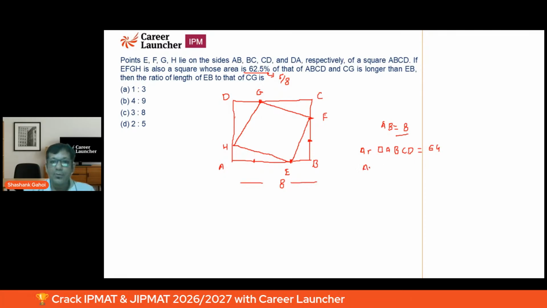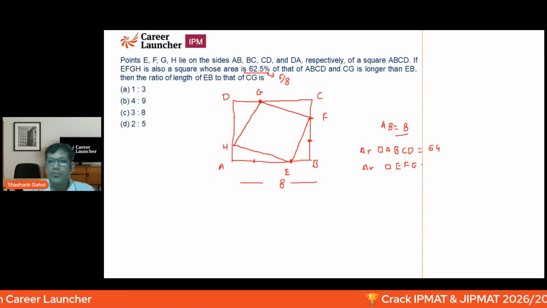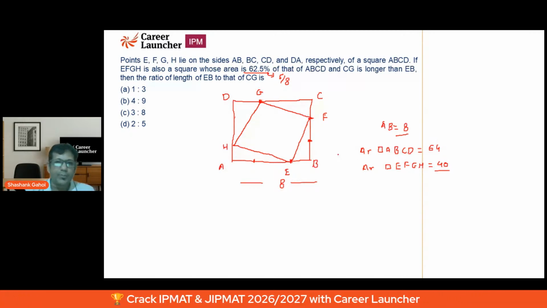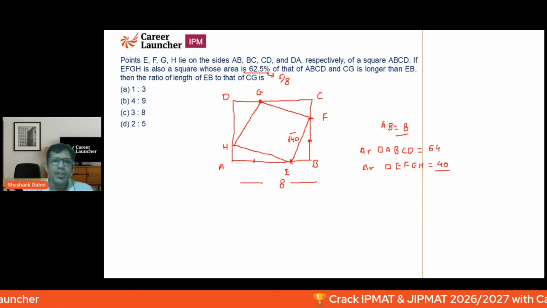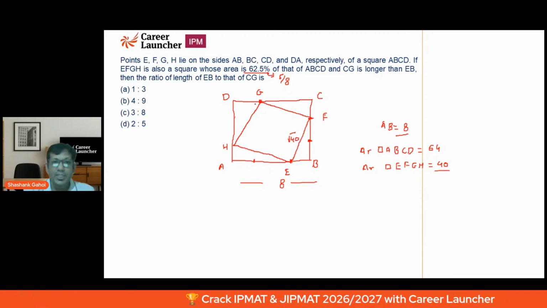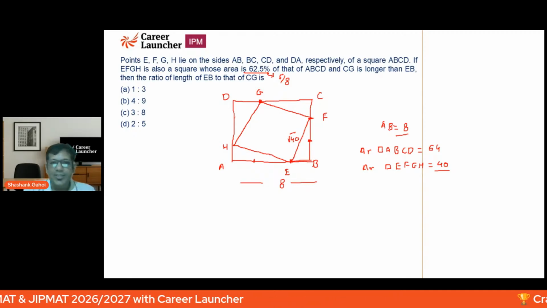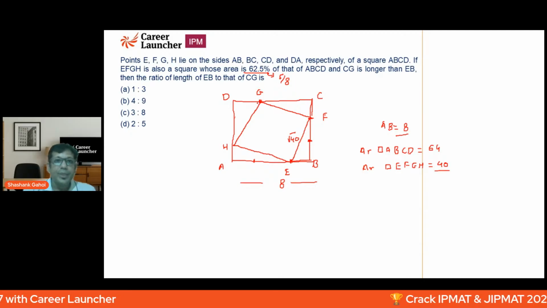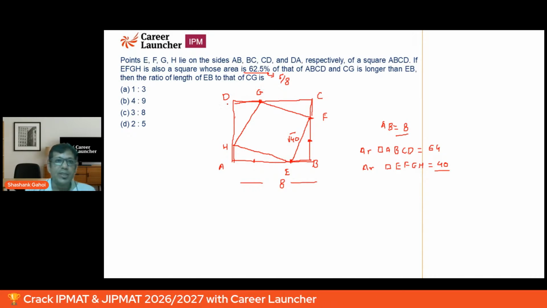So what is the area of EFGH? The area of EFGH is going to be 5 by 8 of this, which comes out to be 40. So the side is going to be root 40. I know that EF is equal to root 40, and EG is also going to be root 40. Now, because it is a square, it is a completely symmetric figure. So EB is equal to CF, ED is equal to GD, which is also equal to HA, and AE is equal to BF is equal to CG, and that is equal to DH.